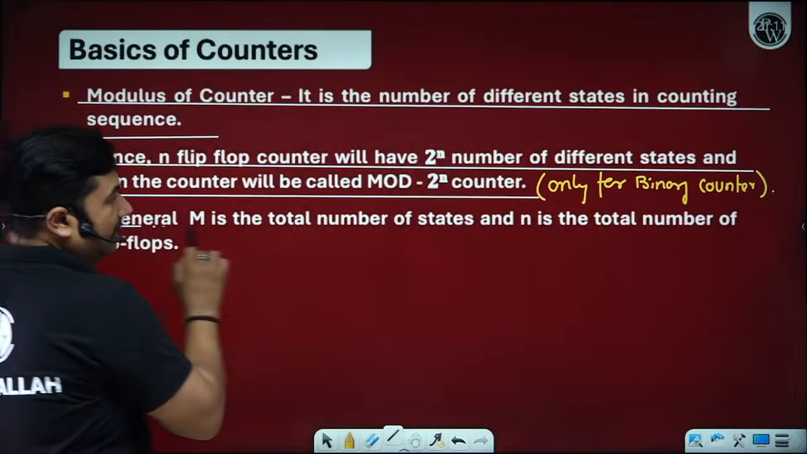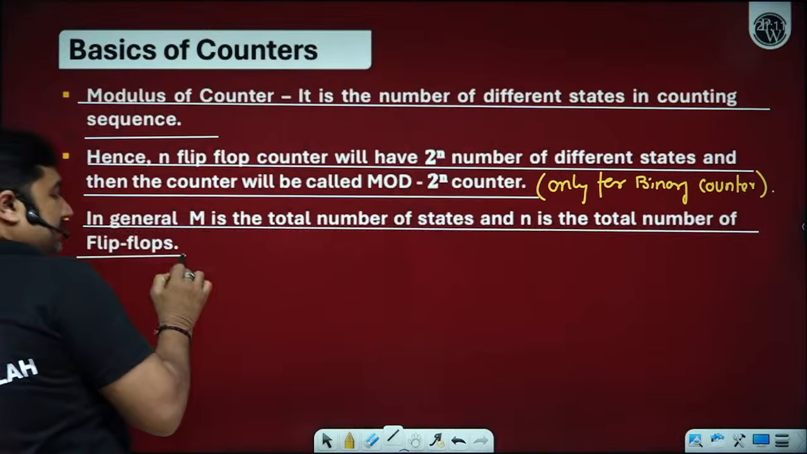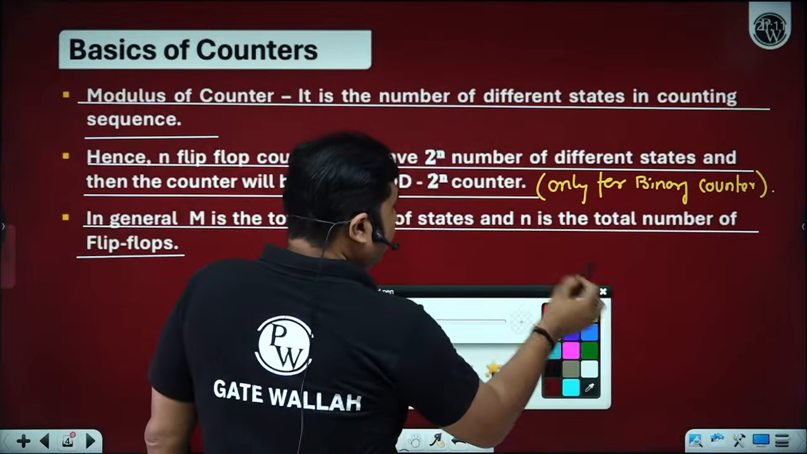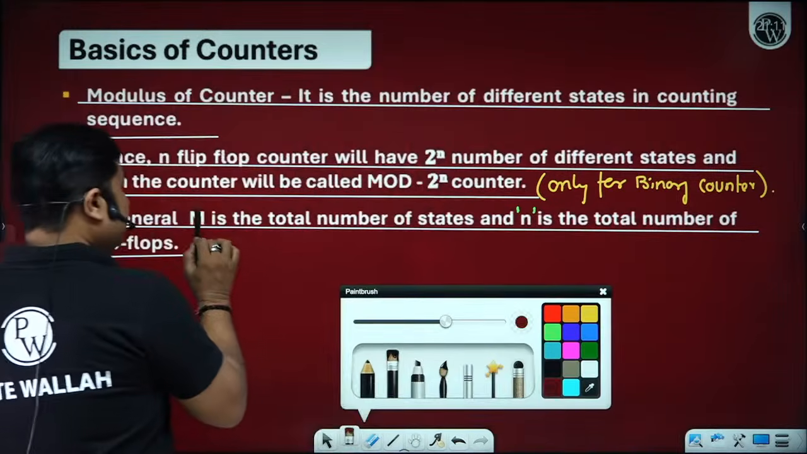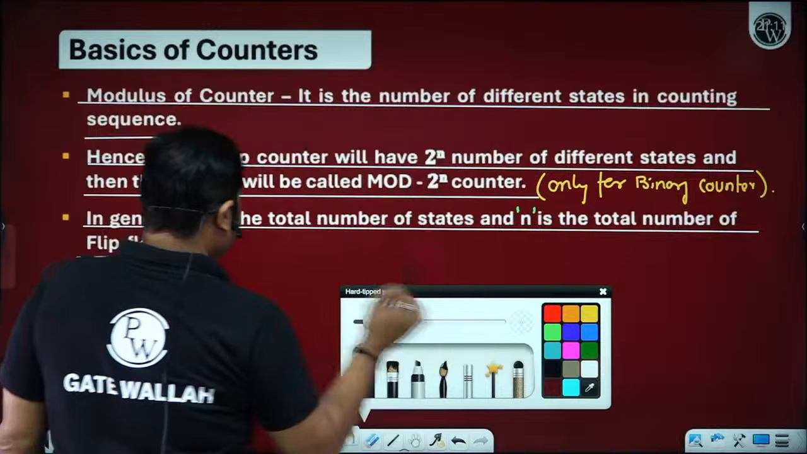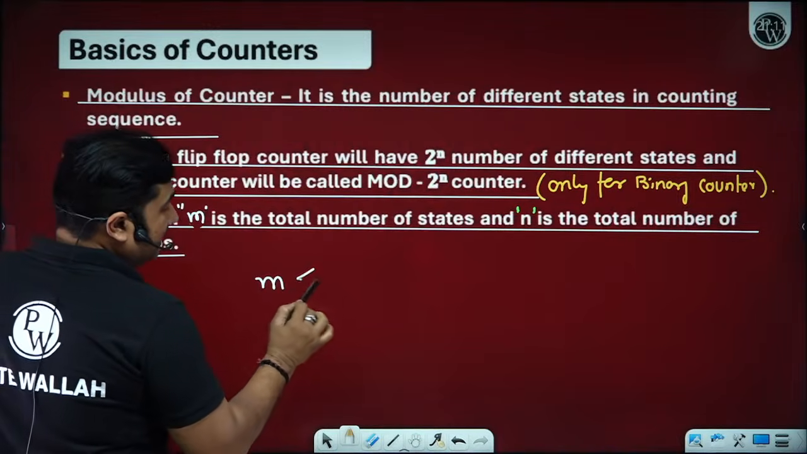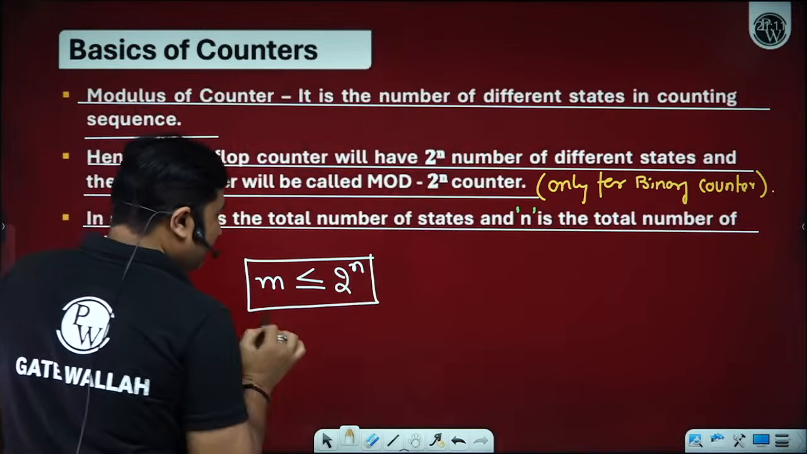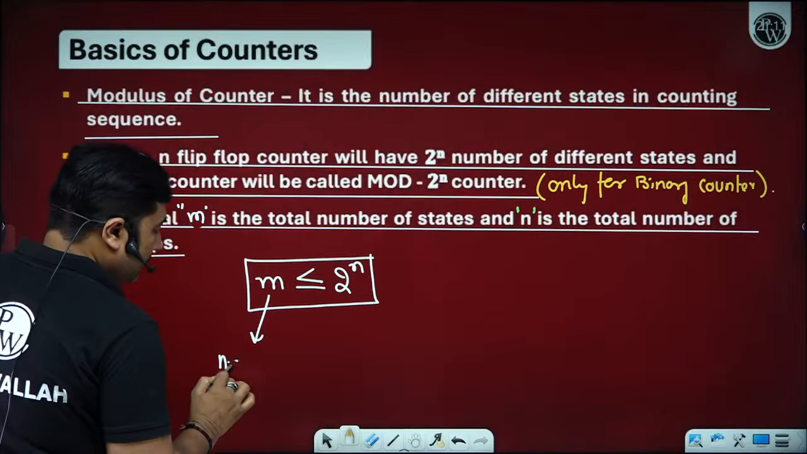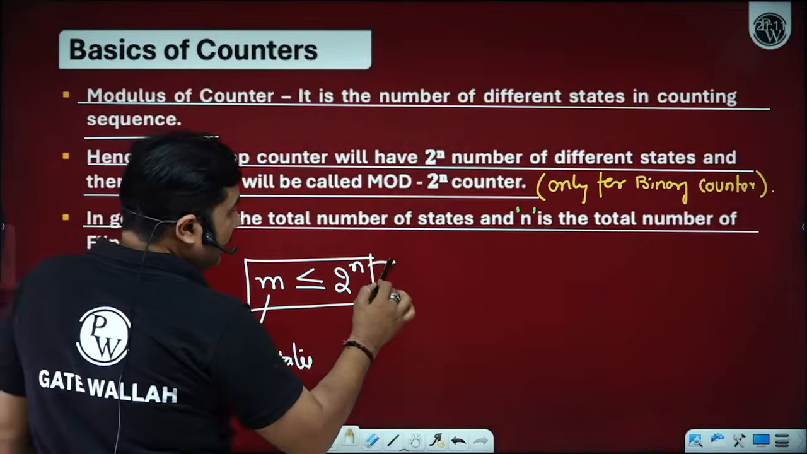In general, if m is the total number of states and n is the total number of flip flops, then m is less than or equal to 2 to the power n. Always remember, where m is the number of states and n is the number of flip flops.